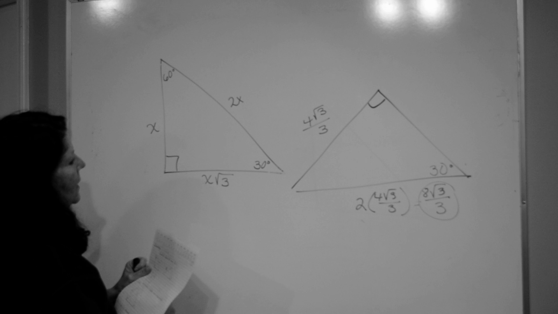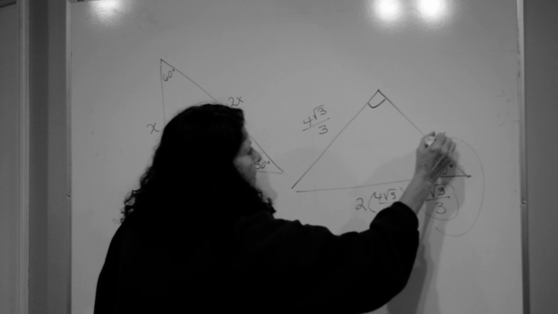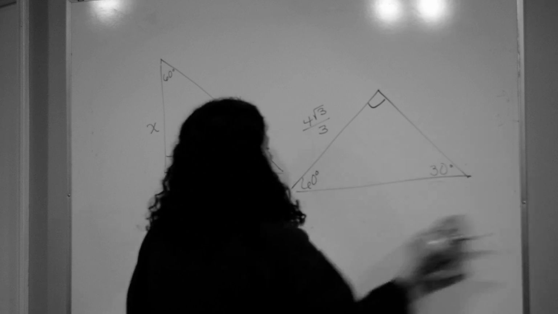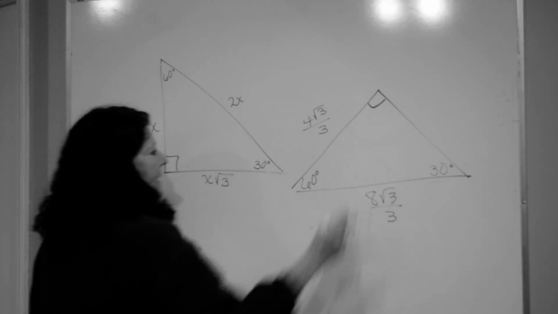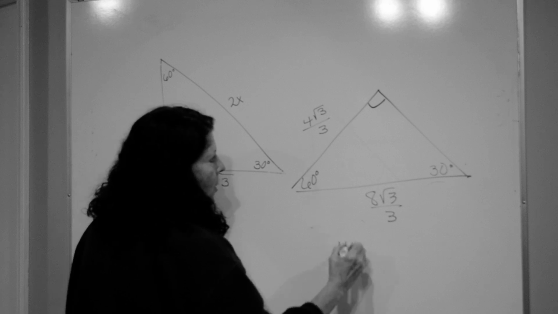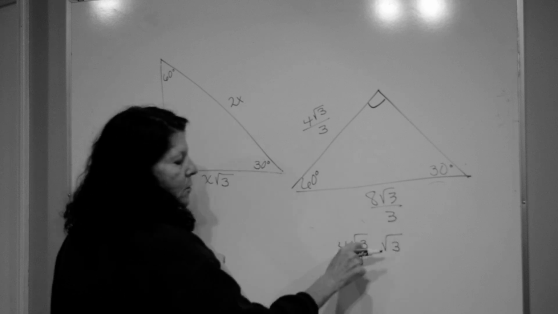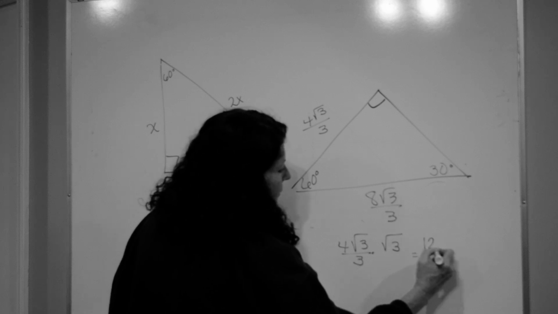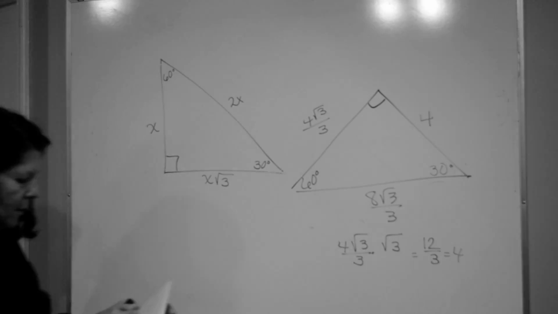Then, well, actually no, that's going to be this side. This is going to be my side opposite my 60. No, I had it right the first time. Okay, so this is 8 square root of 3 over 3. Your side opposite 60, remember, is x square root of 3. So this is my x again. So I have 4 square root of 3 over 3 times the square root of 3. Square root of 3 times the square root of 3 is just 3. So 4 times 3 is 12. 12 over 3 is going to give me 4. So the side opposite my 60 would be 4.